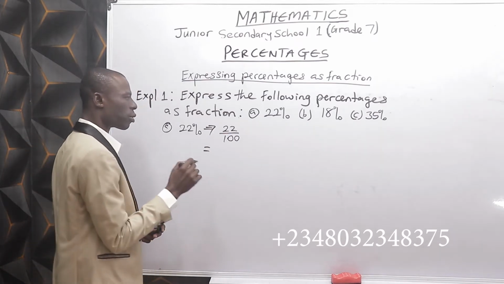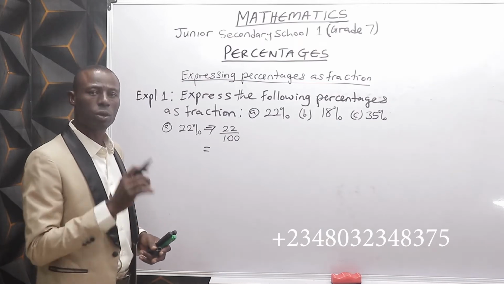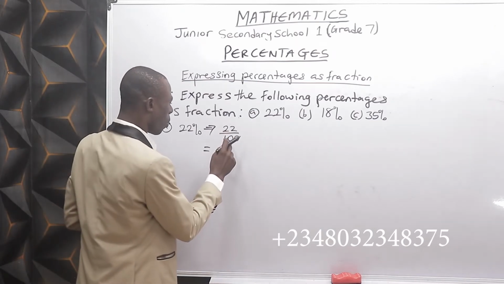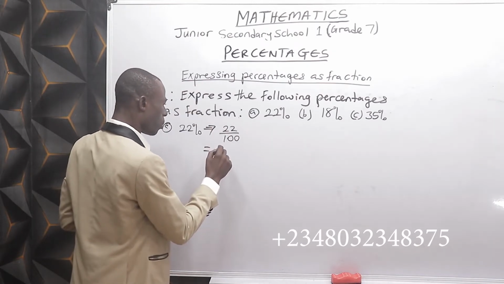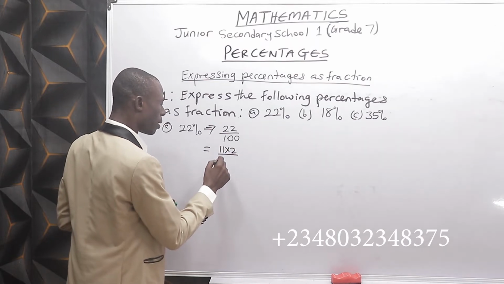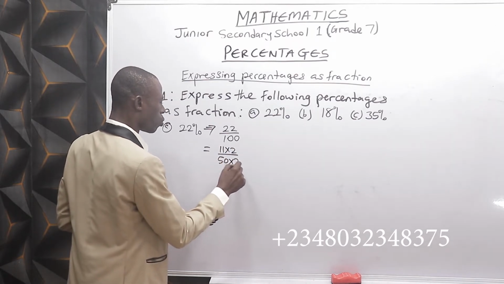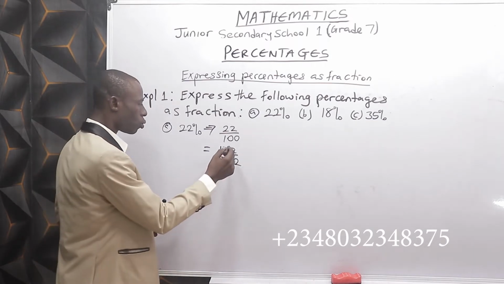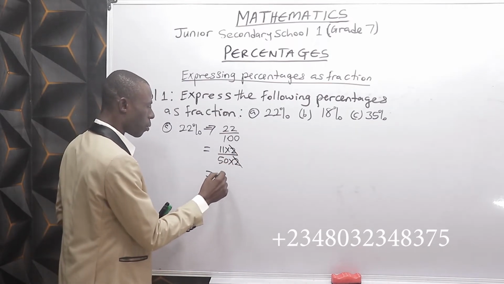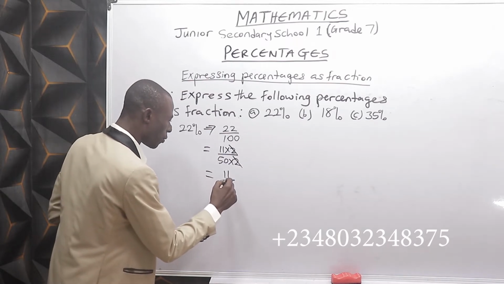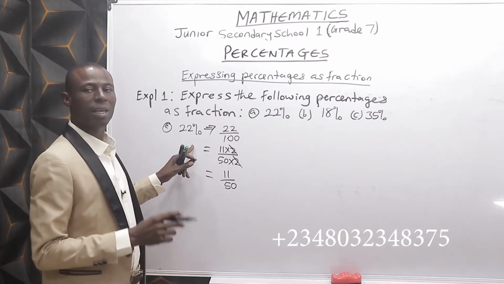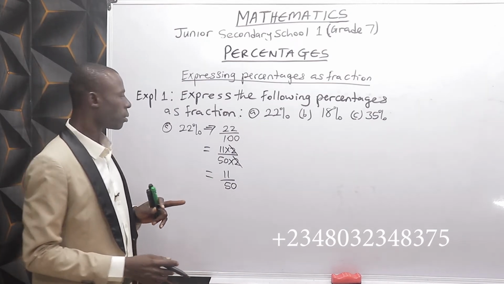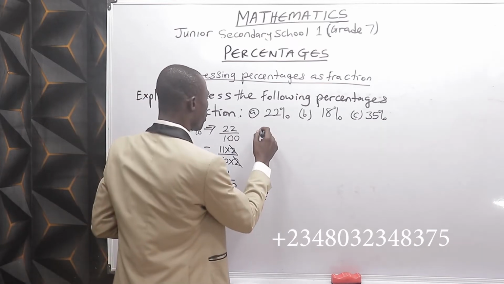And you try as much as possible to reduce it to its lowest term. The common factor to 22 and 100 is 2. So, which will make it 11 times 2 over 50 times 2. So, 2 will take care of 2. Answer will be 11 over 50. So, that is 22% as a fraction, 11 over 50.